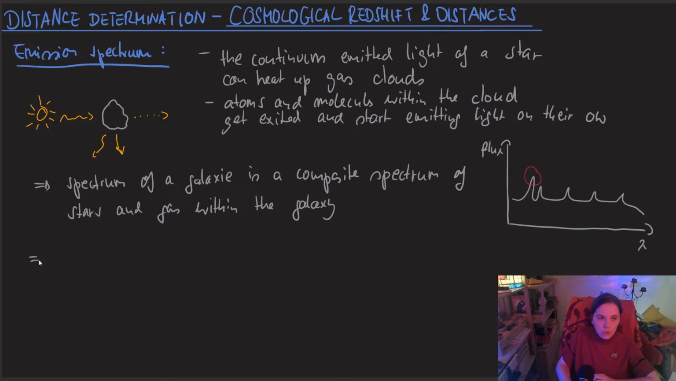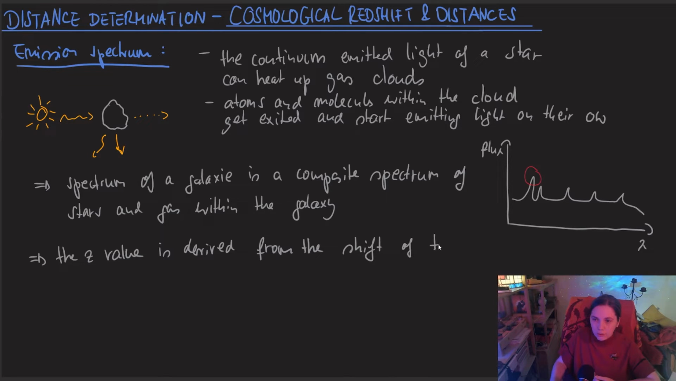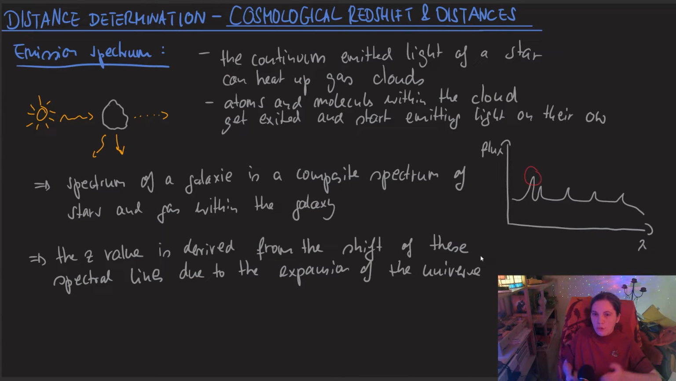The Z value is derived from the shift of these spectral lines due to the expansion of the universe. While of course the whole spectrum will shift, the shift of the emission lines is what you can measure, because you can recreate it in the laboratory on Earth and know exactly what emission lines you're looking for. You know the numbers, so you can recreate this.